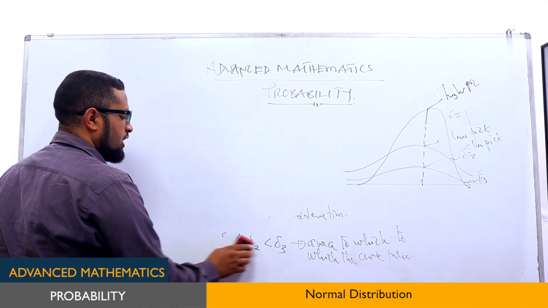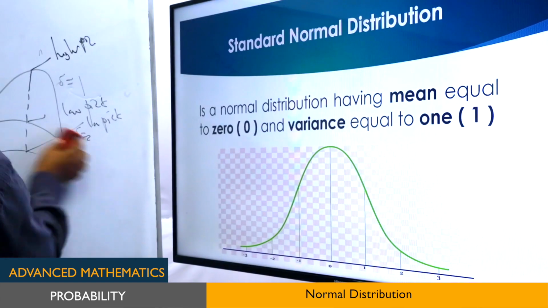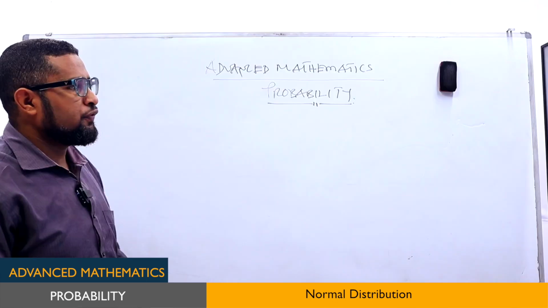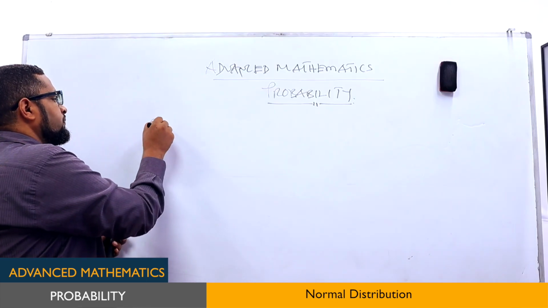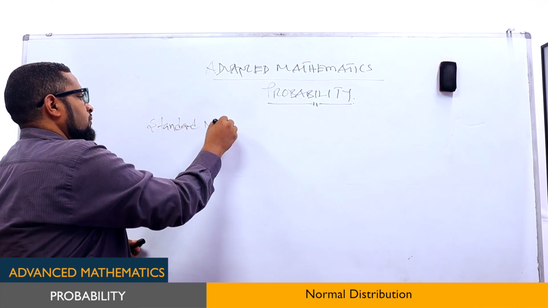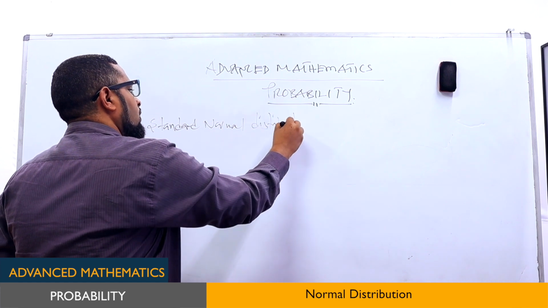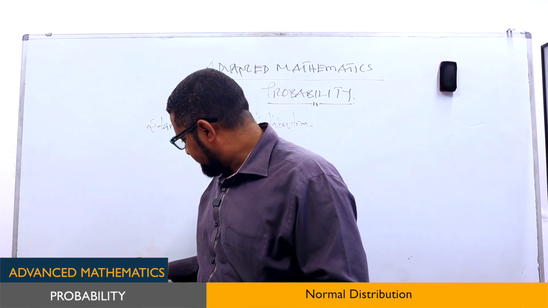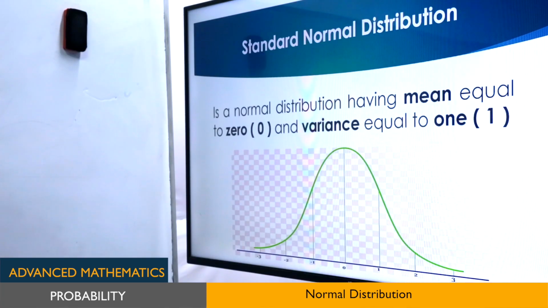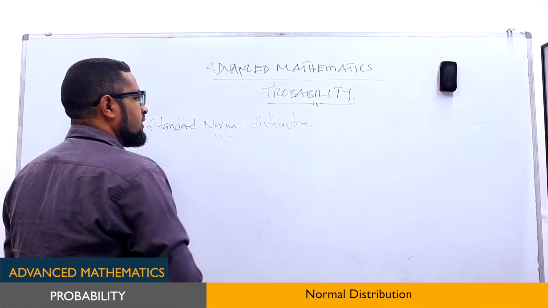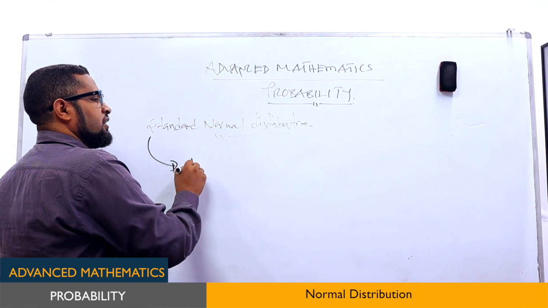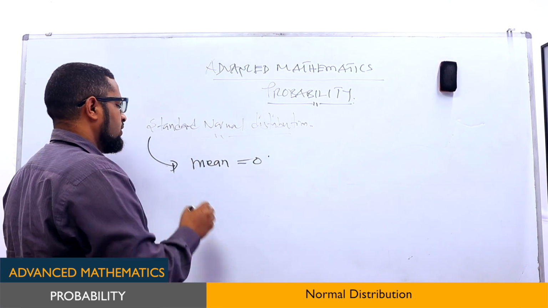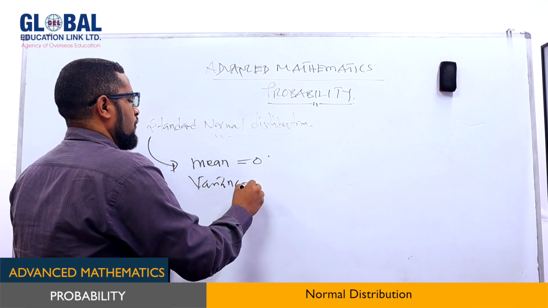Now let's see. When we talk about standard normal distribution, what do we mean? This is a normal distribution having mean equal to 0 and variance equal to 1. That is what we call the standard normal distribution. It has a mean equal to 0 and a variance of 1.